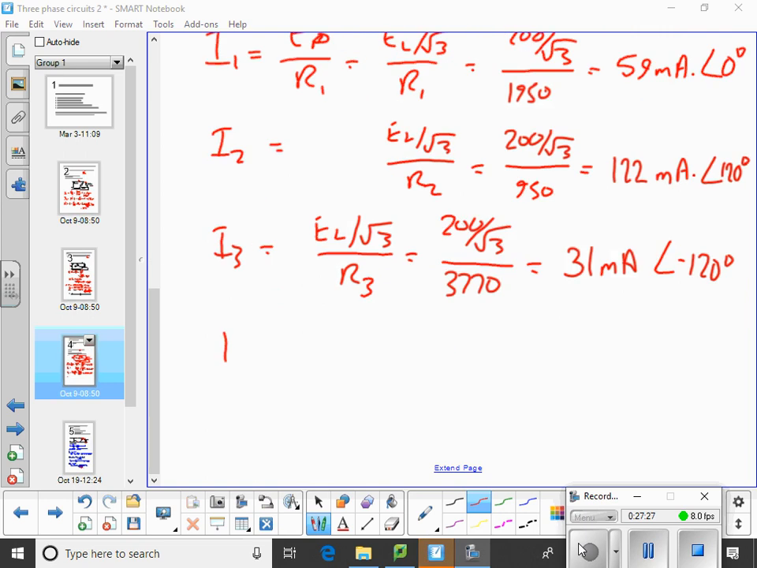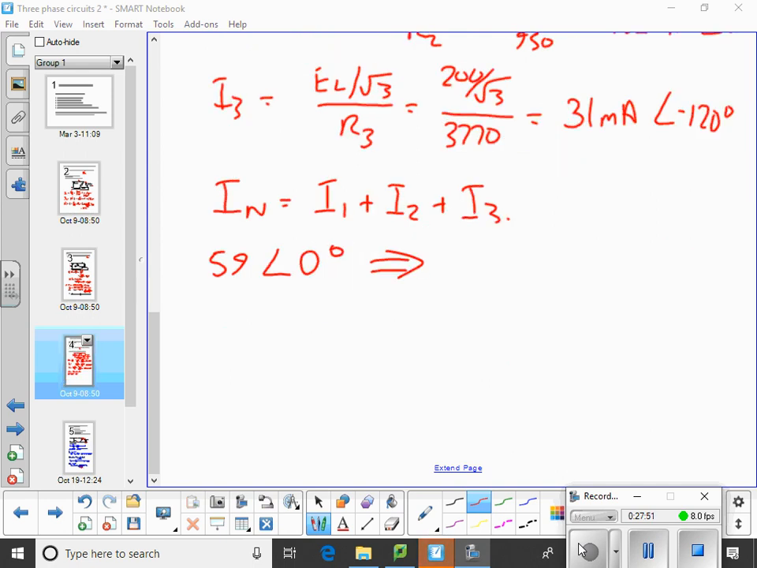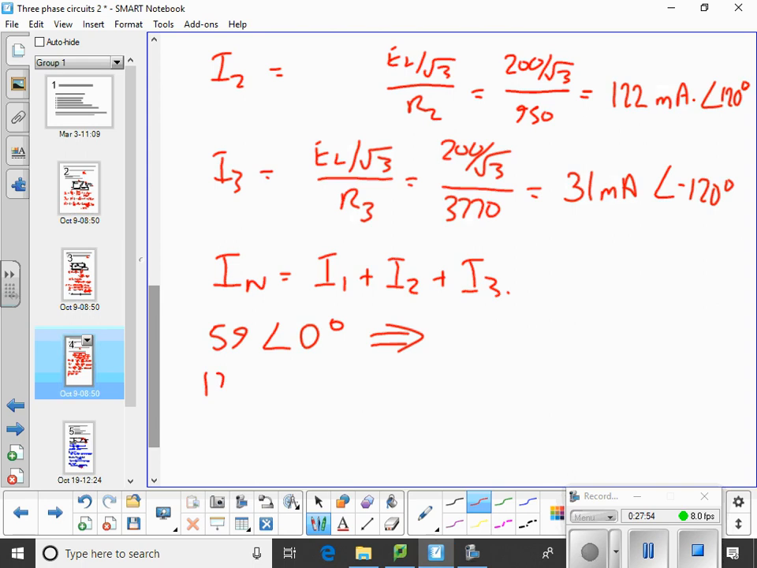And then IN is I1 plus I2 plus I3. So we've got to convert each of those to rectangular form. That's the easiest way to do it. Anyway, 59 angle 0 degrees converted. 122 angle 120 degrees converted. And 31 angle minus 120 degrees to convert. What do they come out to?